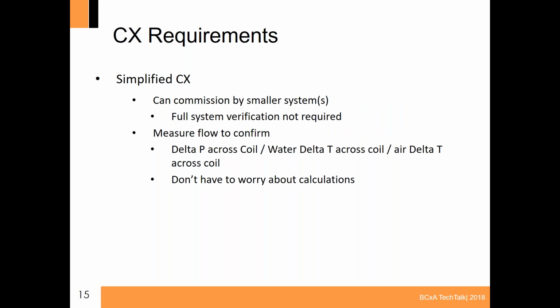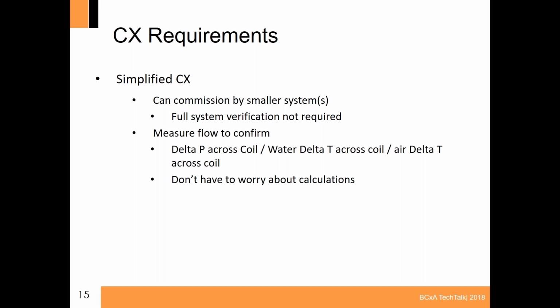All right, and then for you folks, simplified commissioning. You can commission by smaller systems as you go through because you know that as long as the device is set for the proper GPM for whatever you're putting it against, and you've got the minimum inlet pressure, that device is going to deliver the proper GPM. It's not going to underperform and it's not going to overperform.